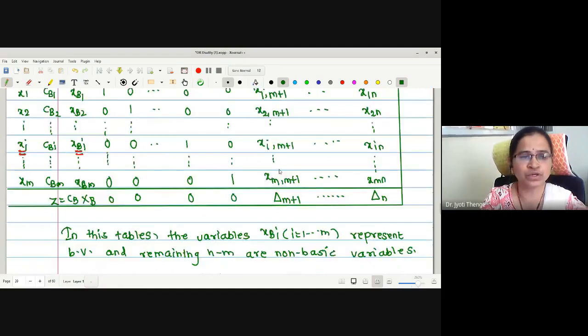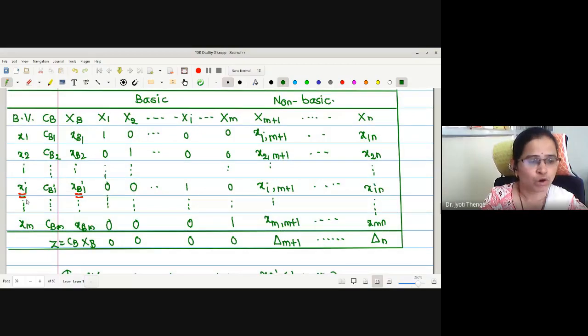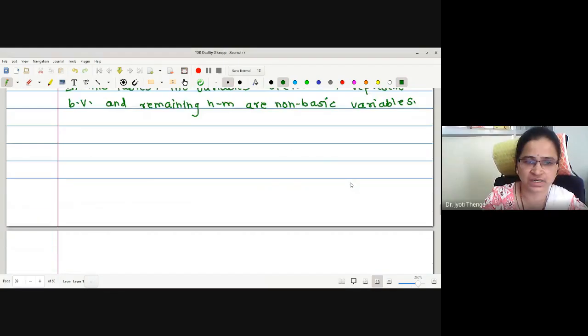Same thing we want to do here. We want to write the ith constraint from the table. What will be the constraint? xbi is equal to 0x1, 0x2, 0xi, 0xm, plus this element xi,m+1 into xm+1, up to xin into xn. Is that clear?